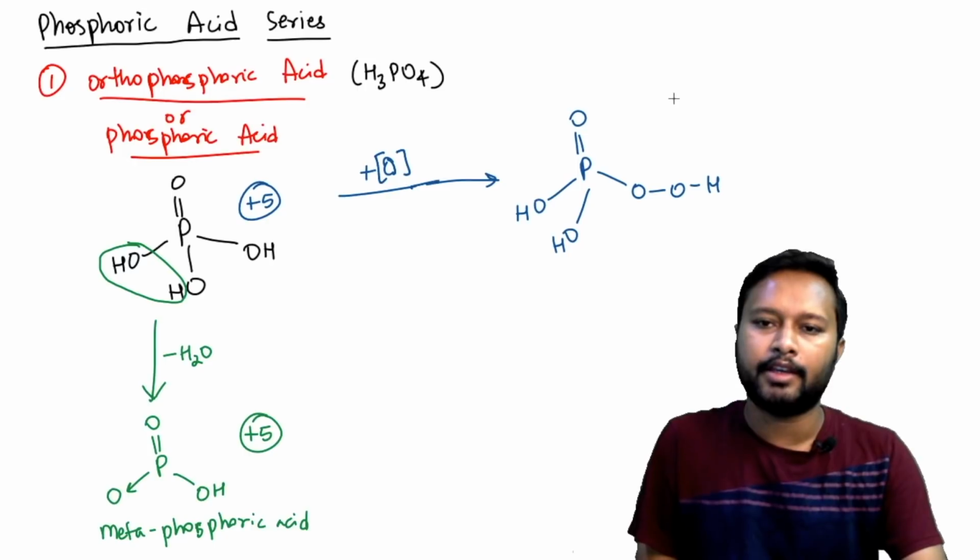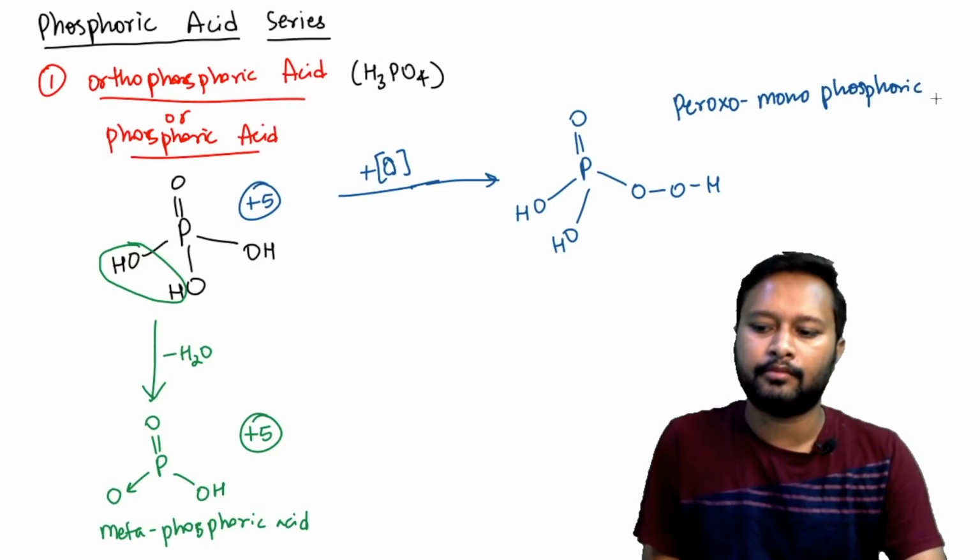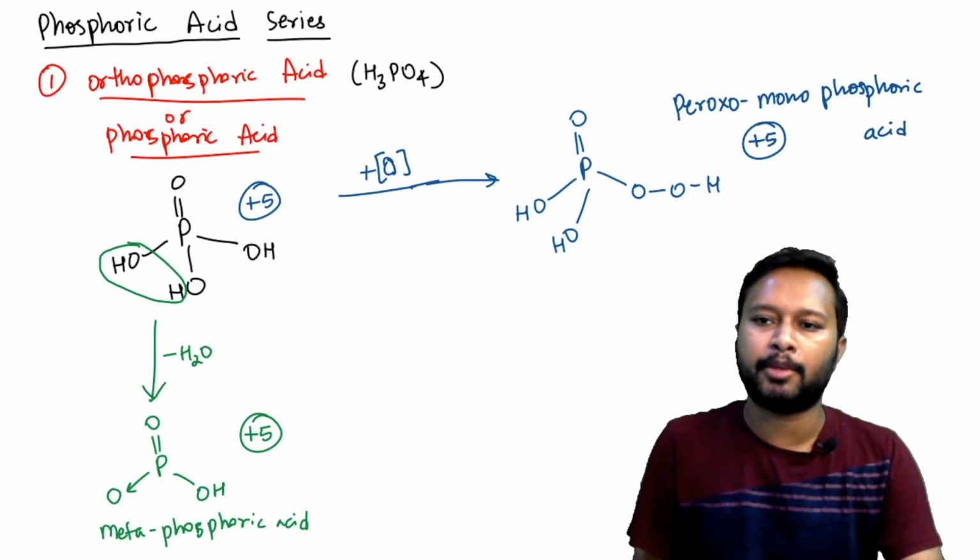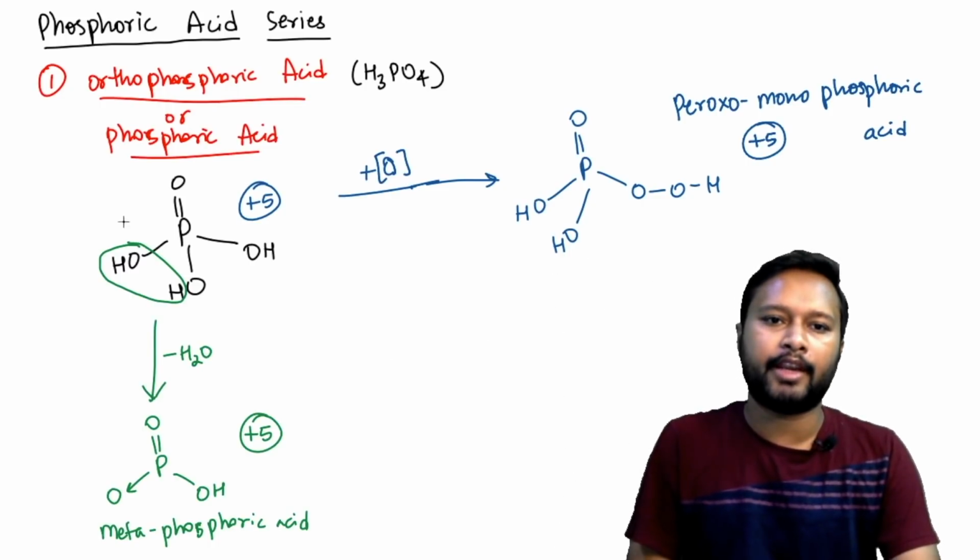The name of this is peroxomonophosphoric acid. The oxidation state again is going to be plus 5 only. So its oxidation state will remain plus 5. We have derived two of them, and we can derive more of them now.